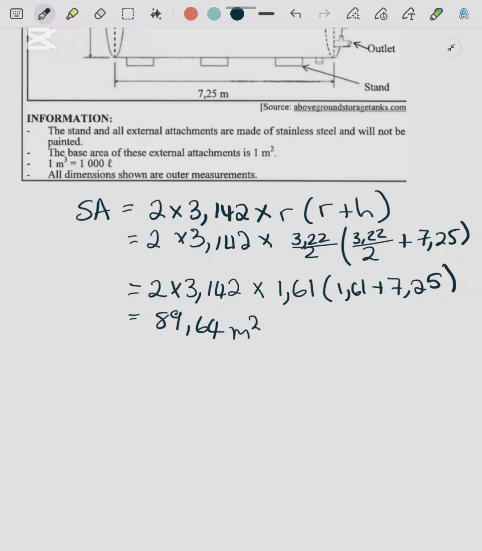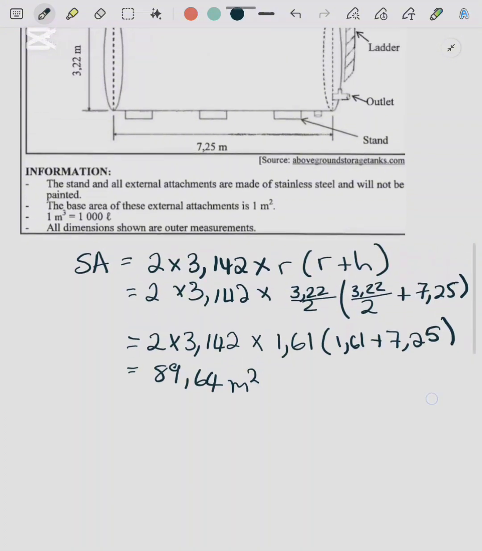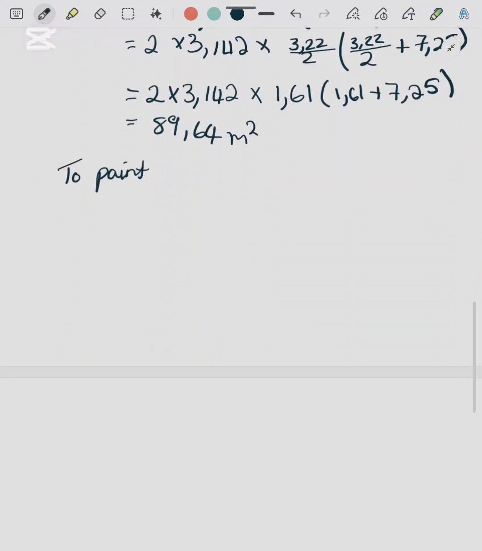Now, they do tell us in the question that they don't want us to paint the stands, the base stands, and we can see there in the picture we've got our 3 little stands at the bottom. We are told here that the base area of all these external attachments is 1 meter squared. So that's pretty easy because it's telling us we don't need to paint the 1 meter squared. So therefore we're going to paint, and I'm going to just label it to paint. We're going to say 89,64.